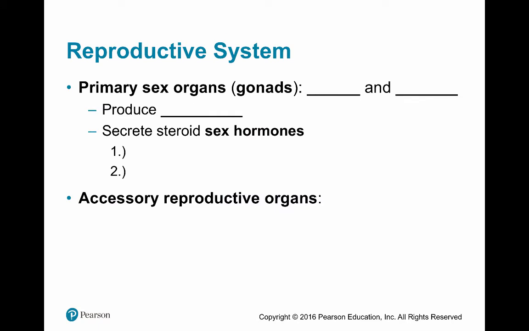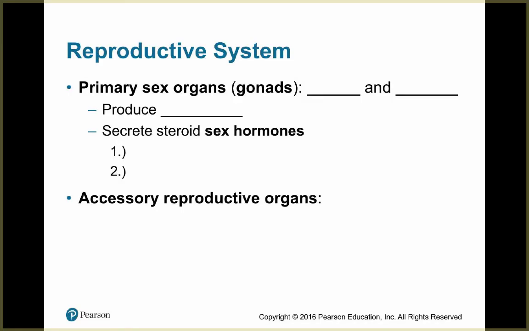So hopefully that gives you a good idea why this section is important. Now, when we're talking about the reproductive system in general, we're talking about primary sex organs and basically what allows us to reproduce. And those primary sex organs, known as gonads, are different for men and women. In men, they're called testes, and in women, they're called ovaries. And they both produce what's known as gametes. And gametes are basically just sex cells.